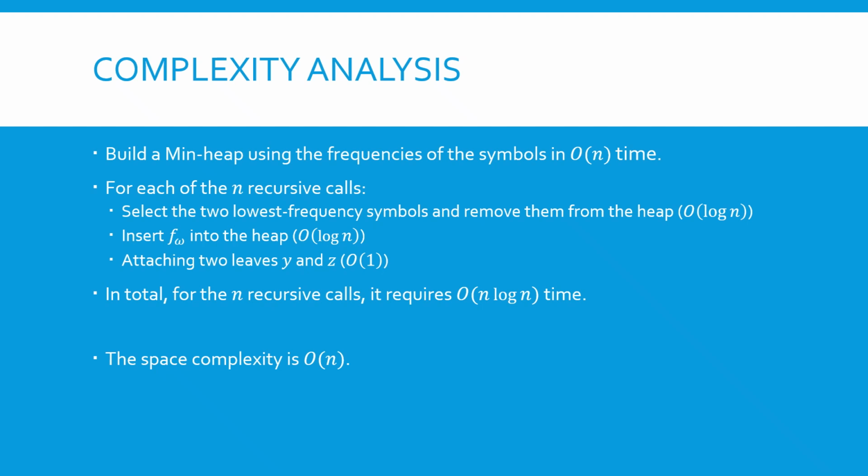Each recursion reduces the number of trees in the forest by 1. Starting from n single node trees, we need n-1 merges to end with one tree. Hence, there are n-1 recursions in total, and the overall time complexity is O(n log n).